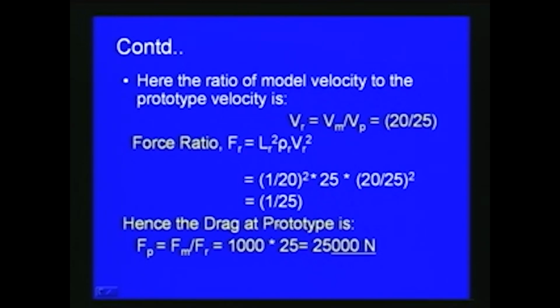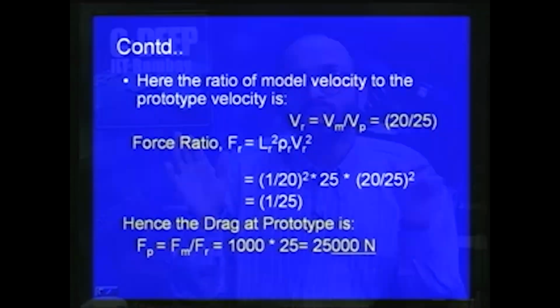So, hence the drag at prototype, the drag at the model is given as 1000 Newton. So, Fp is equal to Fm by Fr. So, that will give 1000 into 25. So, we get the drag as 25,000 Newton. So, this is a simple problem where the Reynolds model law is applied. So, in a very similar way, for different kinds of problems wherever Reynolds number is predominant or important, we can use the Reynolds model similarity to solve these kinds of problems.